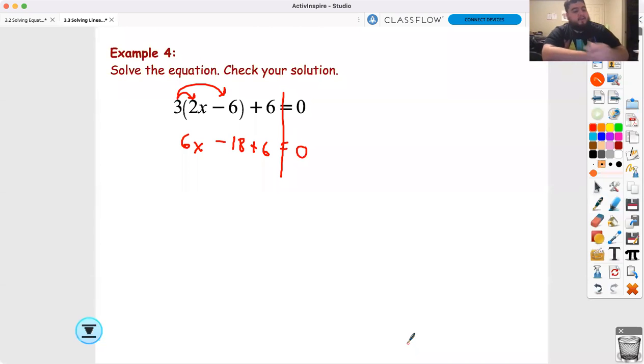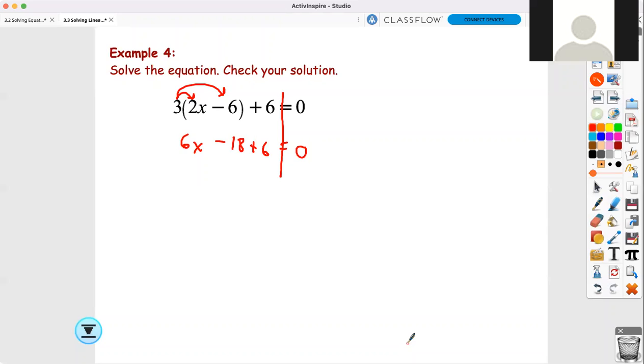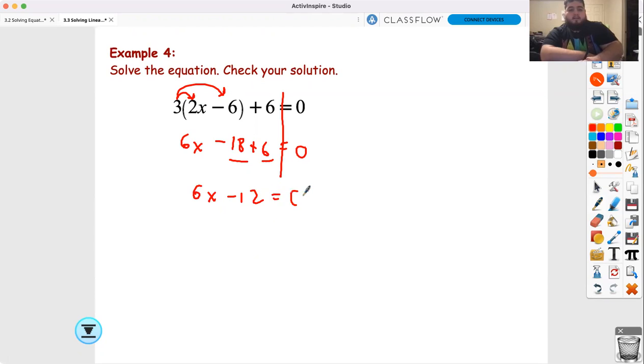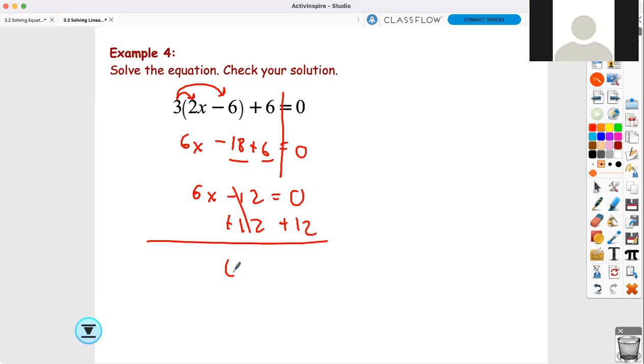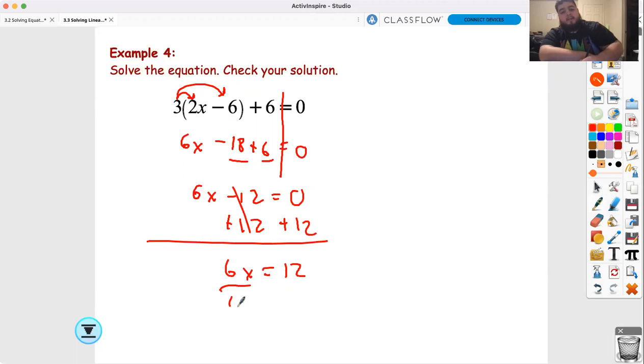What's next, class? After I do that, combine like terms. What can I combine? Negative 18 and 6. I owe the bank 18, gave them 6, so I still owe them 12 equals 0. Now I gotta solve for x, right? So what do I move over to get x alone? Gotta move the 12. The opposite of minus 12 is plus 12. So I get 6x equals 12, divide by 6, and I get x equals 2.